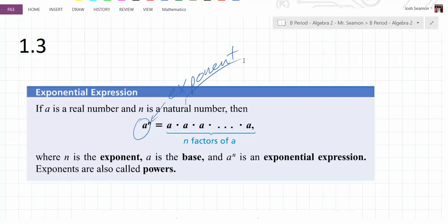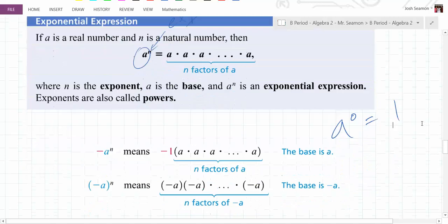Math books lie to you for a long time for certain things until they have to explain them. Technically speaking, anybody know what a to the 0 is? It's really easy. It's actually 1. I can show that to you later, but anything to the 0 power is going to be 1. We can come back. It's not super important right now. It's important that you know it's the base and the exponent.